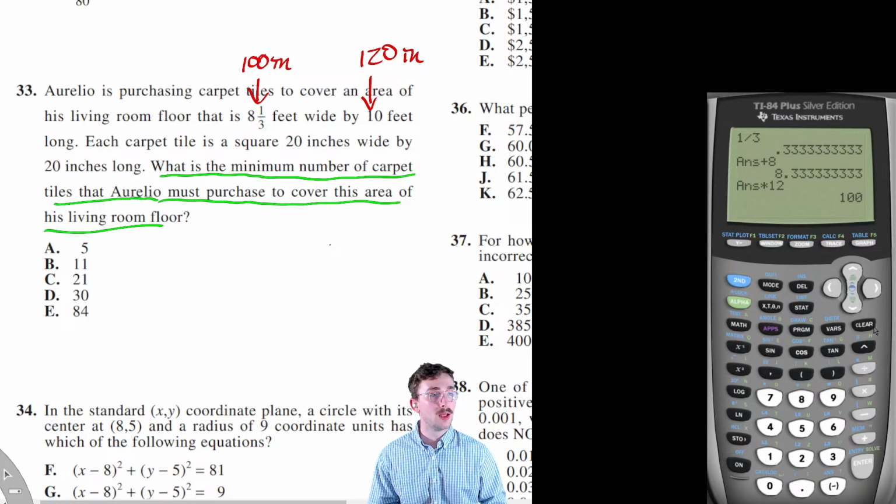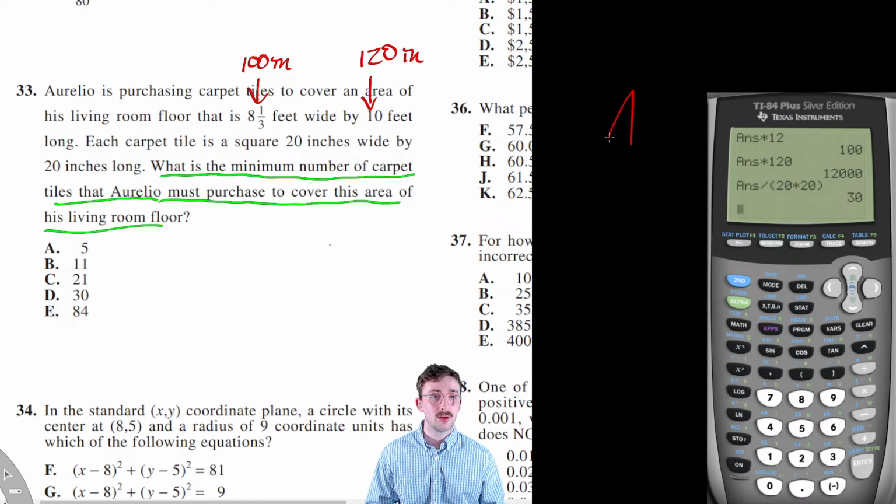Okay, so we have a total area of 100 by 120. So I'm going to multiply 100 by 120, and then I'm going to divide that by 20 by 20. So divide by, in parentheses, 20 times 20, which I believe is 400, but I want to be super careful here. That gives me 30.